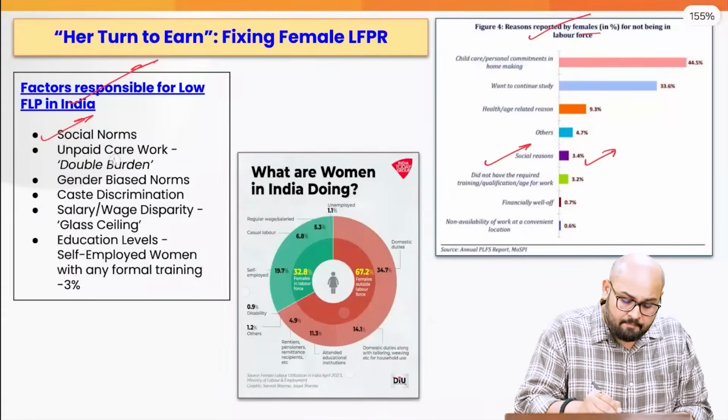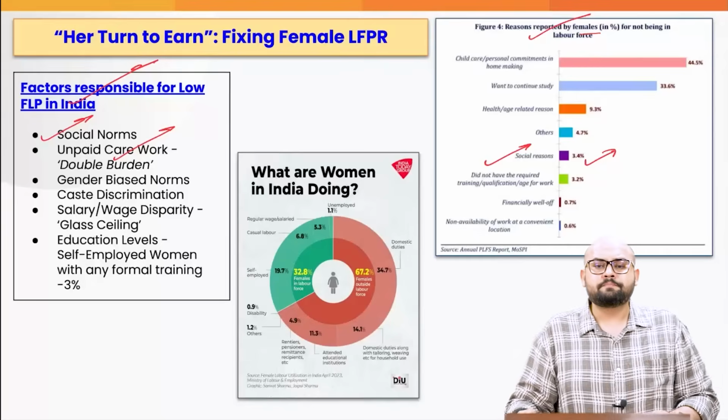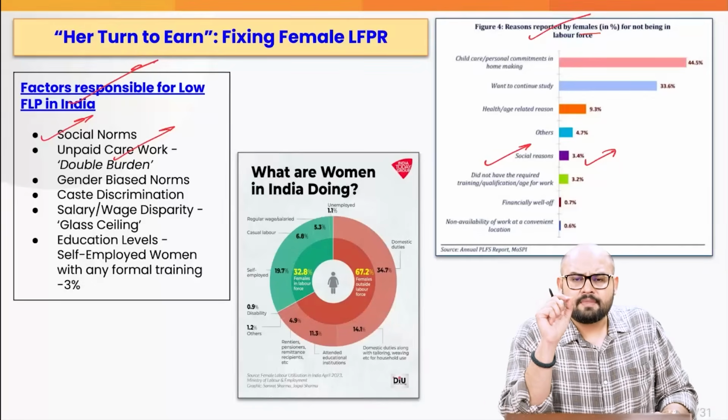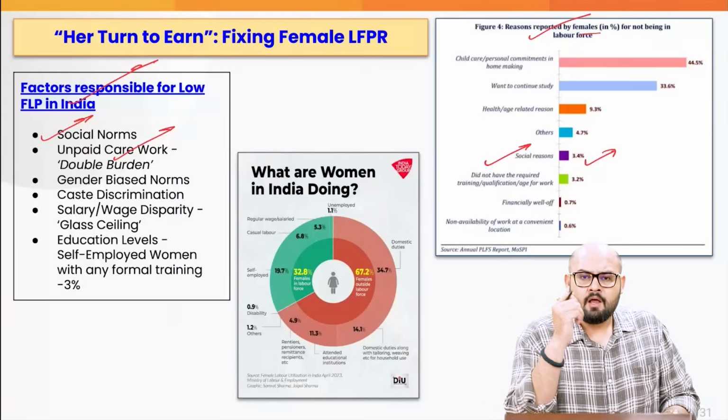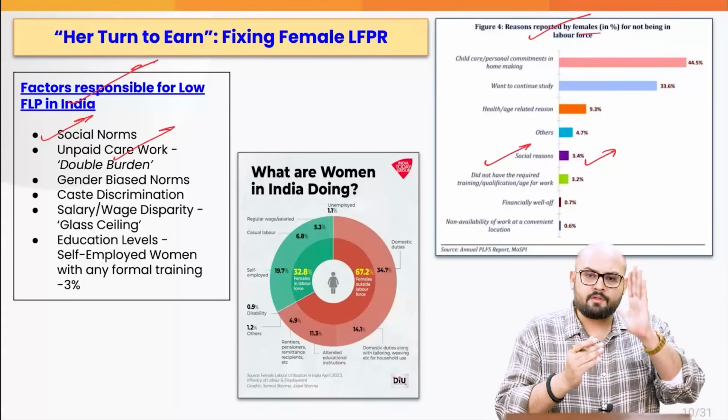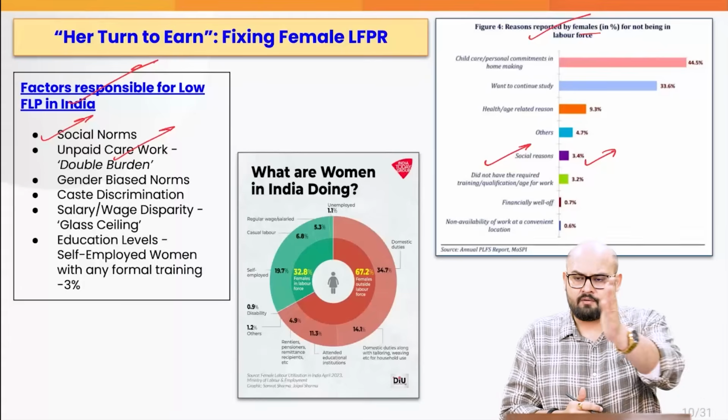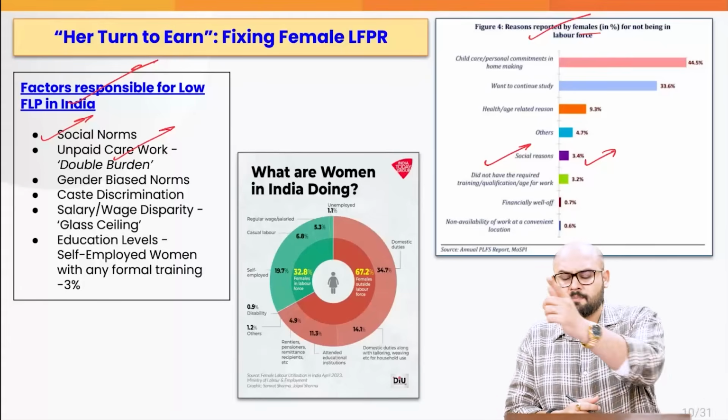Next, we have the unpaid care work. We already talked about that. Women in India basically suffer from time poverty. What do we mean by time poverty? On one hand, they have the domestic responsibilities. Who is responsible for washing the utensils? Who is responsible for cleaning the house?